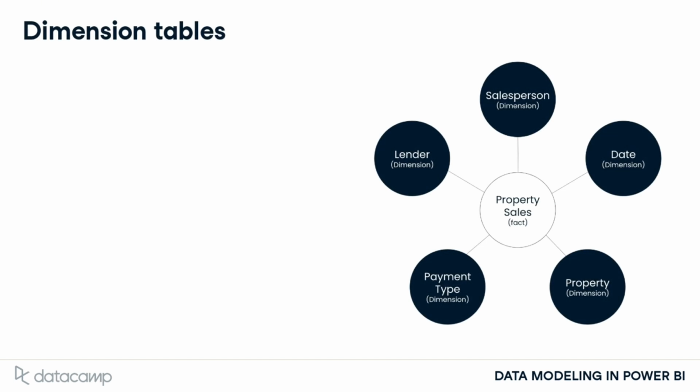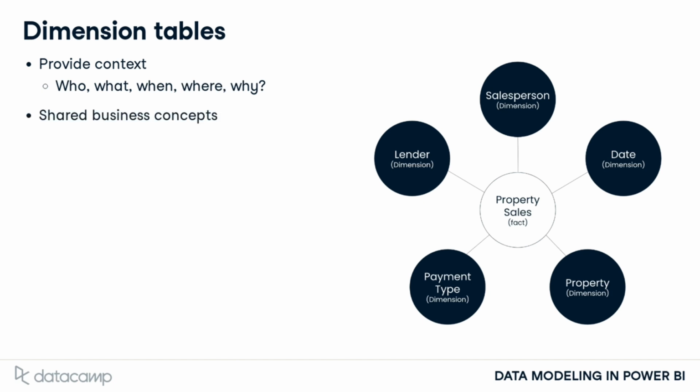Next, we'll look at dimension tables, which provide the context around facts. A fact may tell you how much or how often, but dimensions give the rest of the story: who did it, how they did it, where they did it, and so on. Dimensions are shared business concepts, usually in the form of a noun such as person, employee, customer, and vendor.